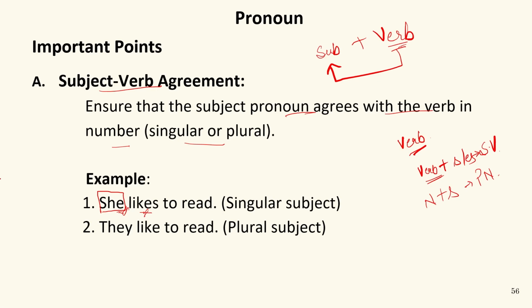Now here we can see the example she. She is a singular subject, we are using likes. Whereas they is a plural subject, therefore we use like. So like is a plural verb and likes is a singular verb. So whenever we add s or es to a verb, it converts into singular. So subject verb agreement should be followed according to the subject. The verb should agree with the subject, and the subject can be formed with either noun or pronoun. So subject verb agreement rules should be followed in a sentence.